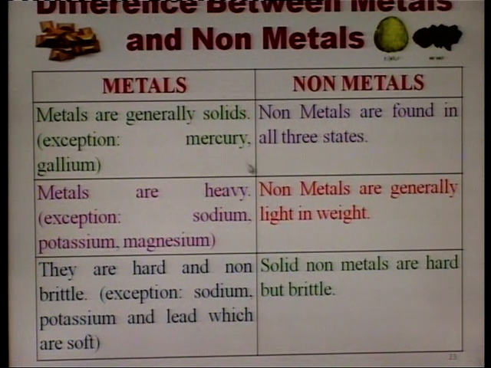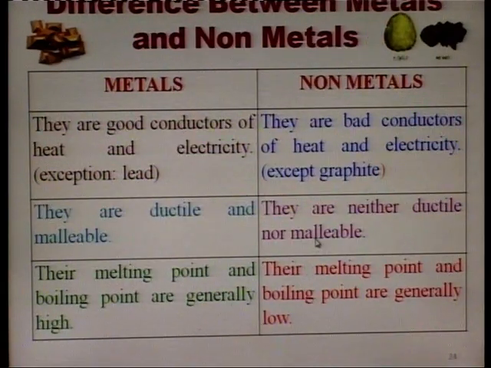Non-metals are found in all three states. Metals are generally solids, but non-metals are found in all three states. Non-metals are generally light in weight. Non-metals are hard but brittle. Metals are good conductors of heat and electricity except lead. Non-metals are bad conductors of heat and electricity except graphite.